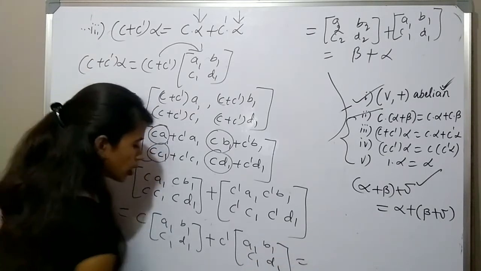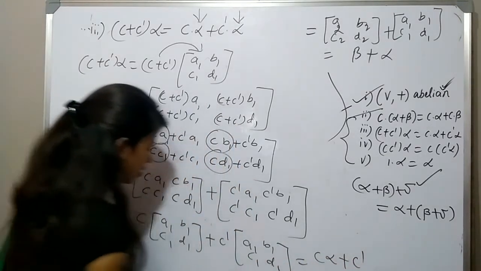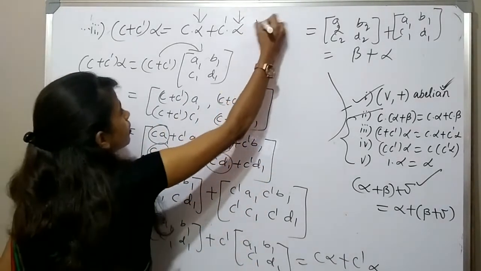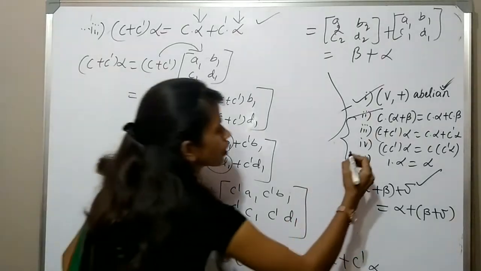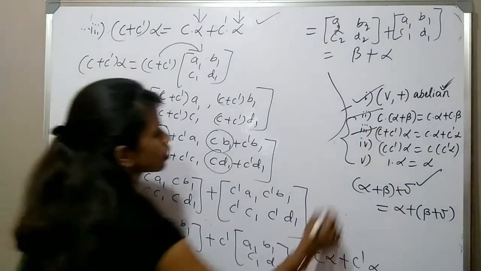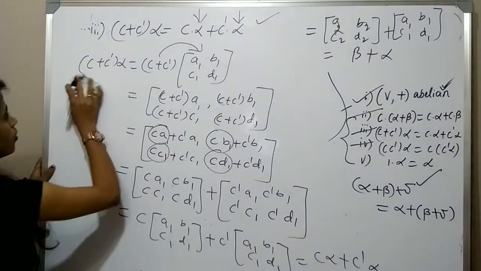That is, we get what? Cα plus C'α. This is Cα plus C' into this is α. So Cα plus C'α. That is what? Third one. Is it right? Next, fourth one. Next condition, fourth condition.